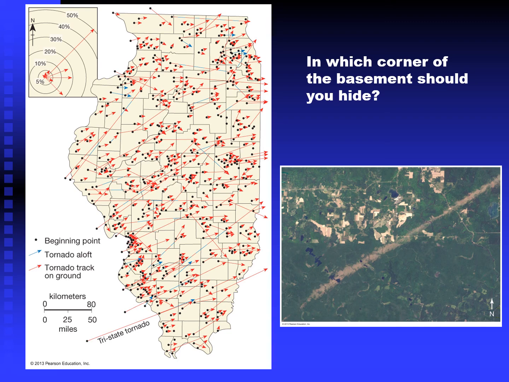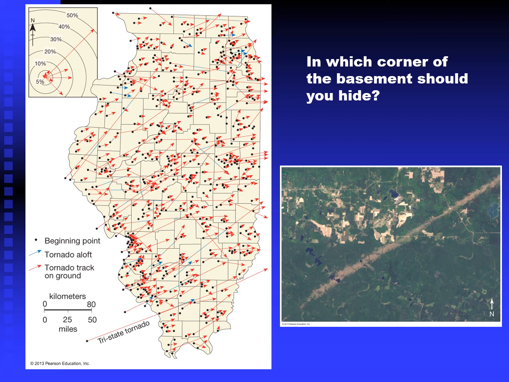Okay, so there's a question here. In which corner of the basement should you hide? If you are in a building and a tornado warning is issued, if that building has a basement, that's the best place to hide. If there's no basement, then you want to be on the first floor, in an interior room with no windows. They say bathrooms are good, if it's a bathroom without windows, and maybe get in the bathtub and drag a mattress over you to protect you from things that might fall on you if the roof collapses in.